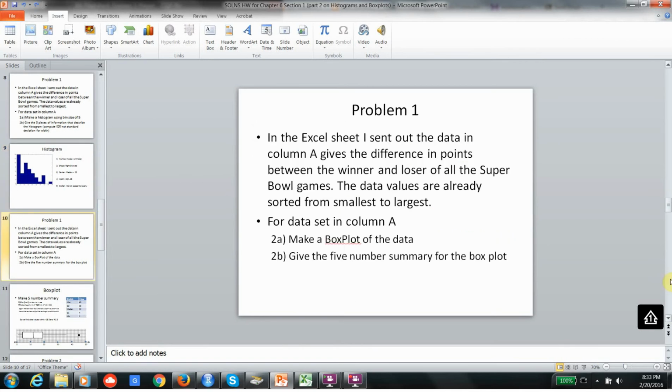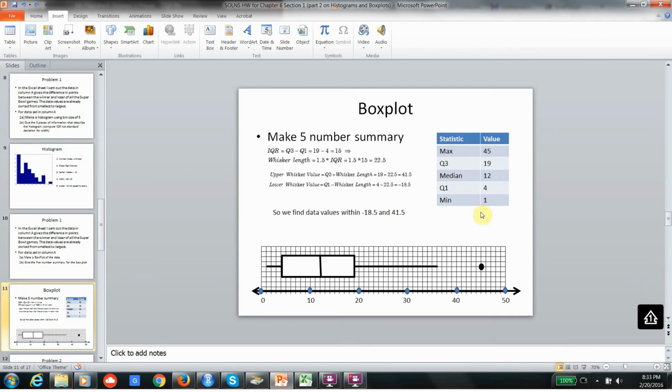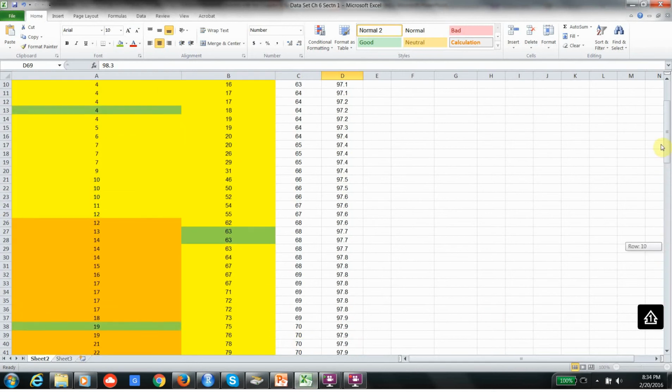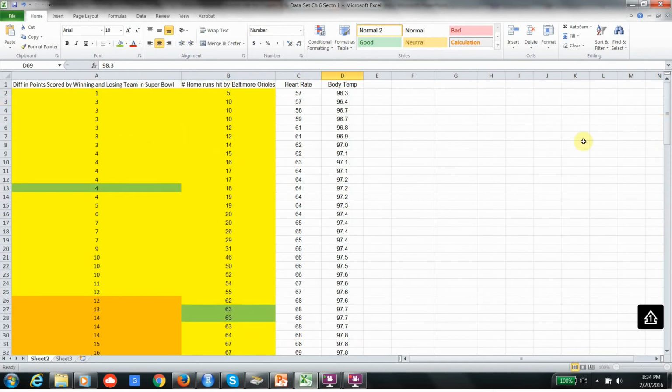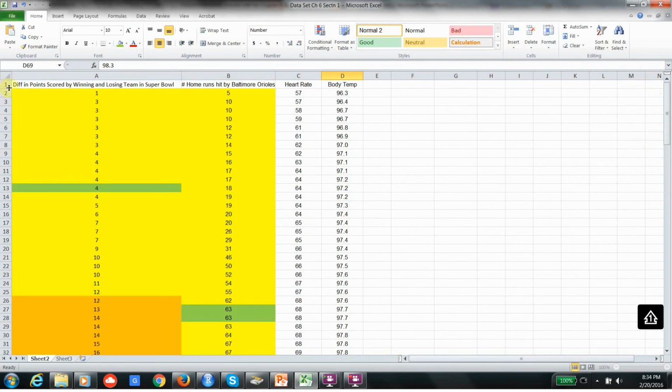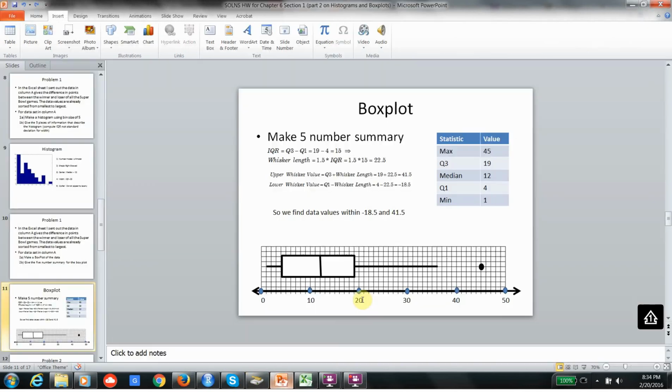Okay, let's take a look at the box plot now. So we go ahead and we know the values are ordered. We can easily get the max and the min. The 1 and the 45 are easy. Next thing I'm going to do is I want to find out what the median is. So I'm going to use the fact that if I look at this, I have 51 rows, but the first one is taken up by a label. So I really have 50, which means I have an even number. So the median is going to be the average of these two middle values, which both happen to be 12. So my median ends up being 12.